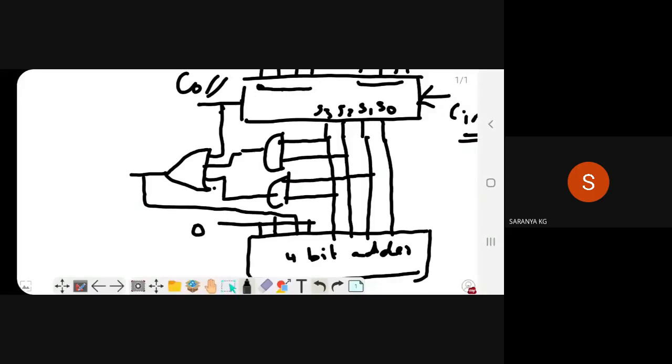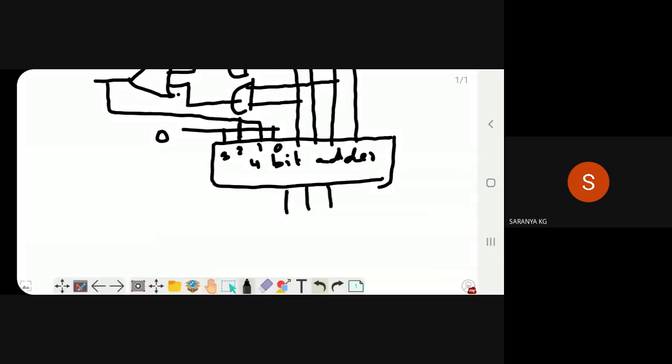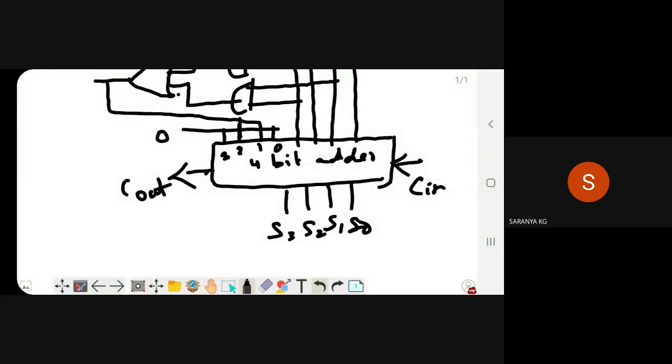So either B3, B2, B1, B0. In the B1 and B2 pins, I have to give the output of the OR gate, and the 0th pin and 3rd pin are connected with the value 0. At last you will get the final output S3, S2, S1, S0. It also has the carry input, so no need to mention it. The final carry out. So this is the design of the BCD adder.